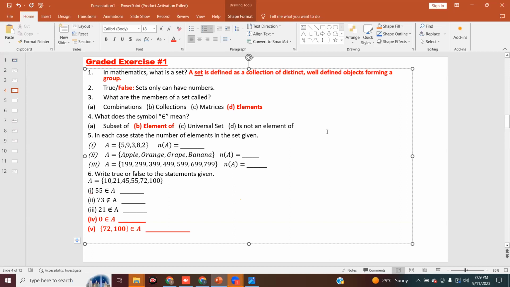5. Yes, 5, because there are 5 elements in that set. Okay. Then we have number 5, double I. What is the number of elements in this set? 4. Very good.